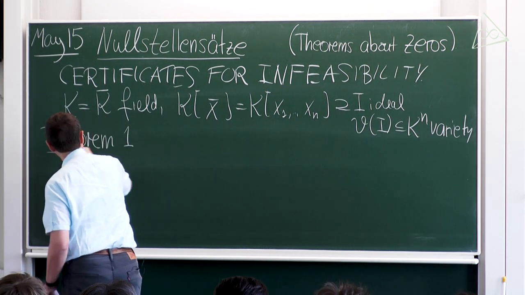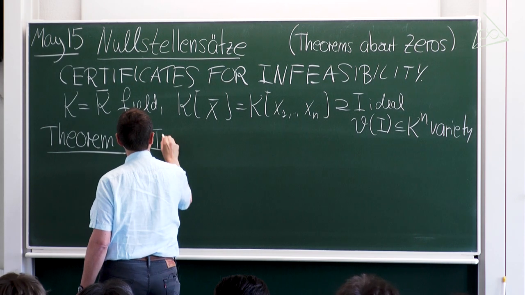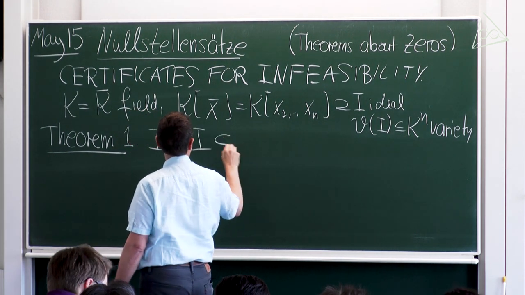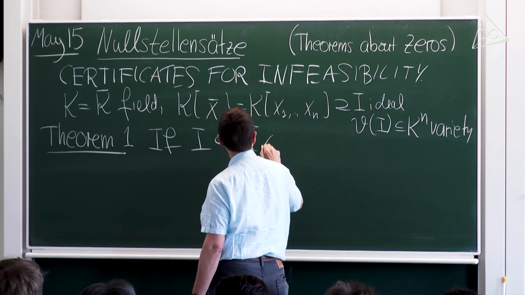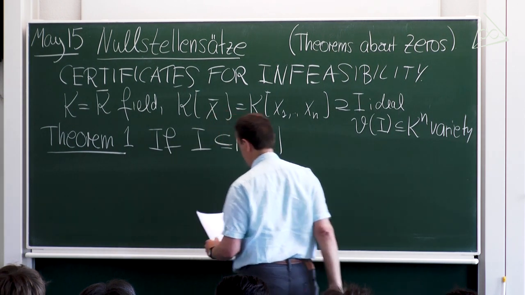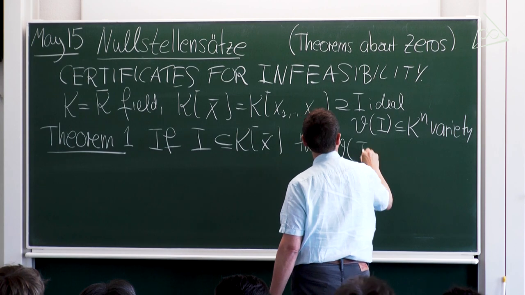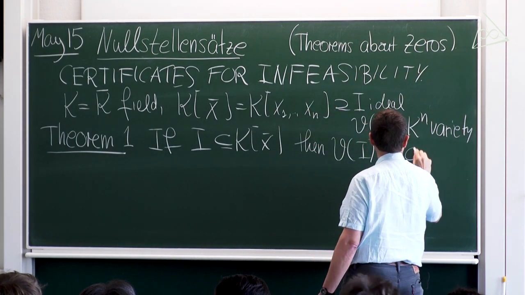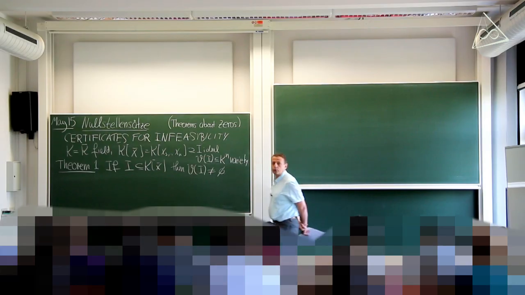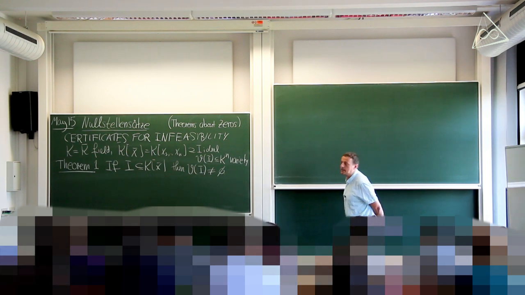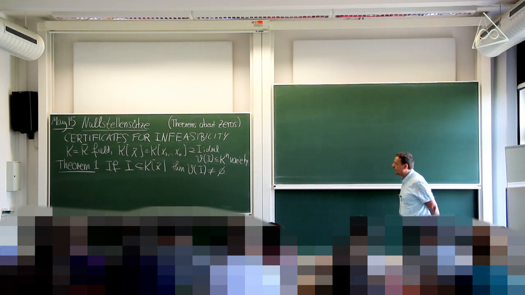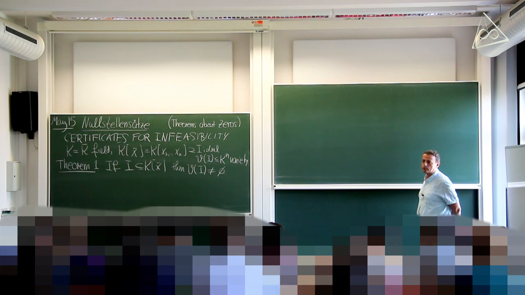So the first theorem is the following. Suppose I is a proper ideal. Then the variety is non-empty. Okay? So if I is a proper ideal in the polynomial ring, such an ideal actually has to have a zero over an algebraically closed field.